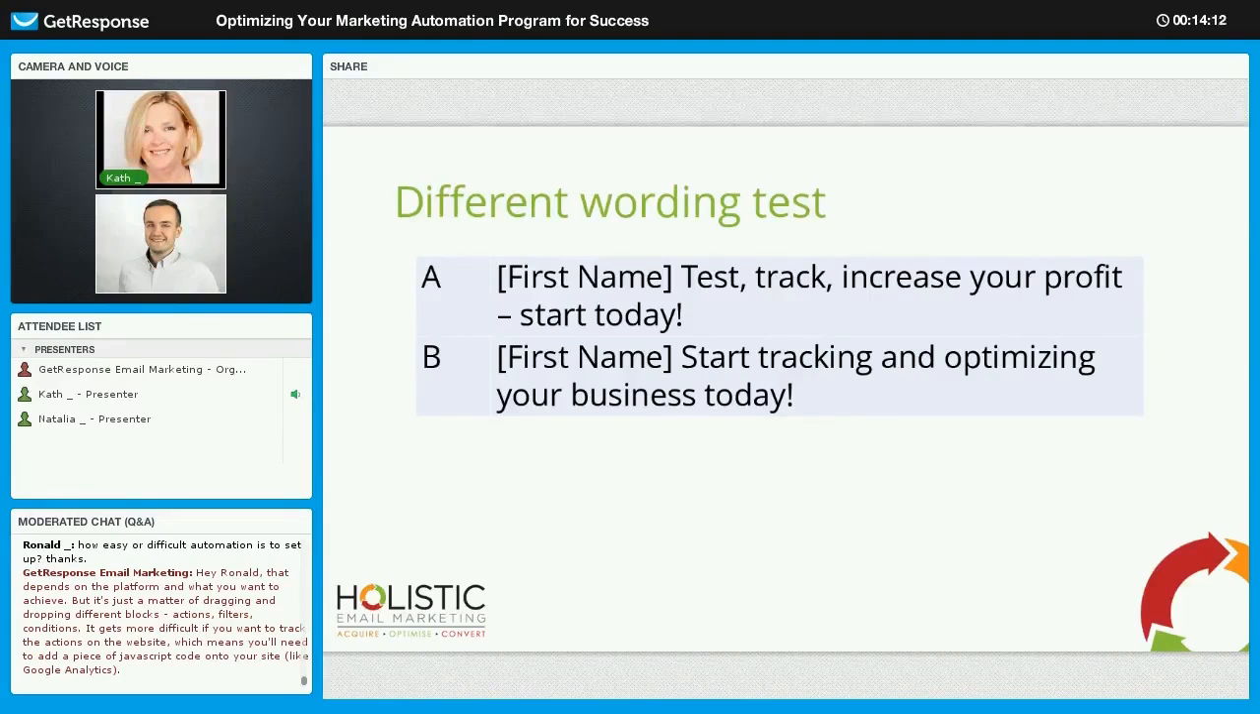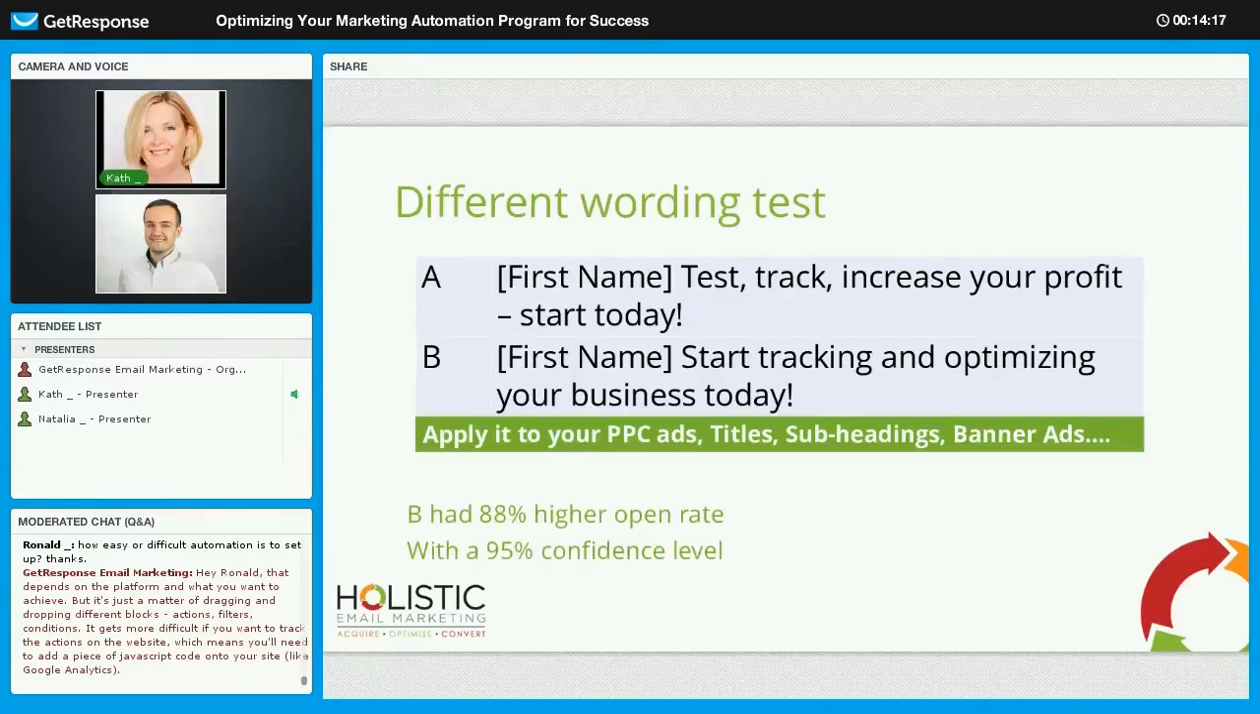Now, we might just think, okay, that's a subject line. That's fine, we can use that for a one-off, not a problem. The winner in this particular one was B, which had a higher open rate with a 95% confidence level. Why don't we think, well, we've actually just done a survey of our audience and asked which title they like best? We can apply that to our PPC ads, our titles in our blogs and our product pages, our subheadings, banner ads, all the rest of it.